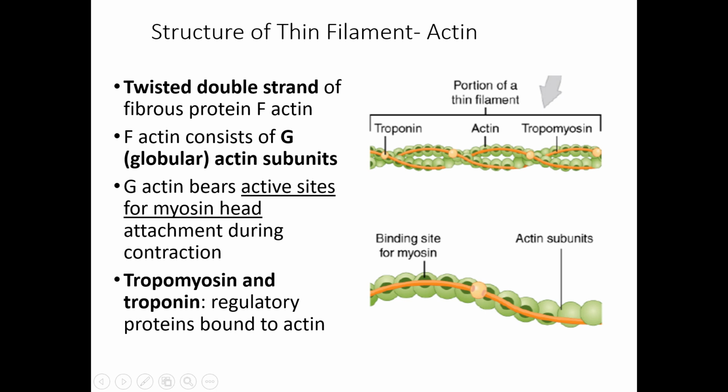The thin filament, or actin, is made of two chains of actin. An actin protein is made of actin subunits, which are called globular actin subunits. Each of them has a binding site for myosin. So again, during muscle contraction, myosin attaches its head to actin and pulls for muscle contraction.